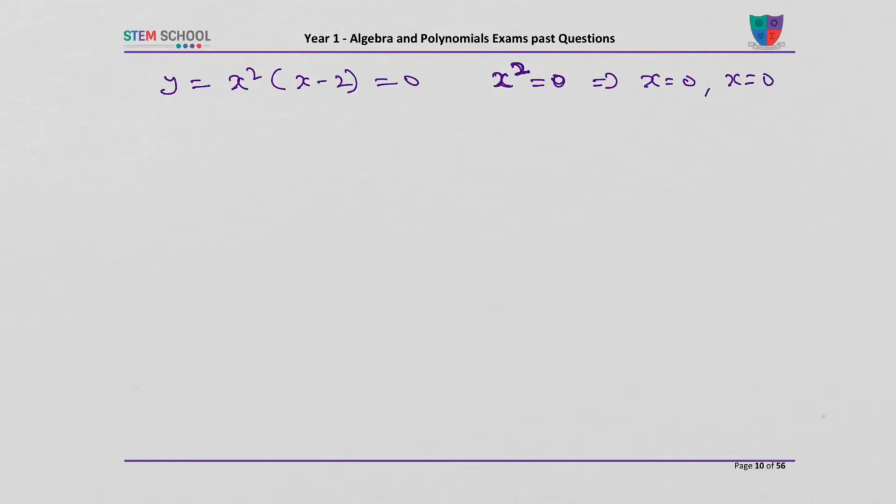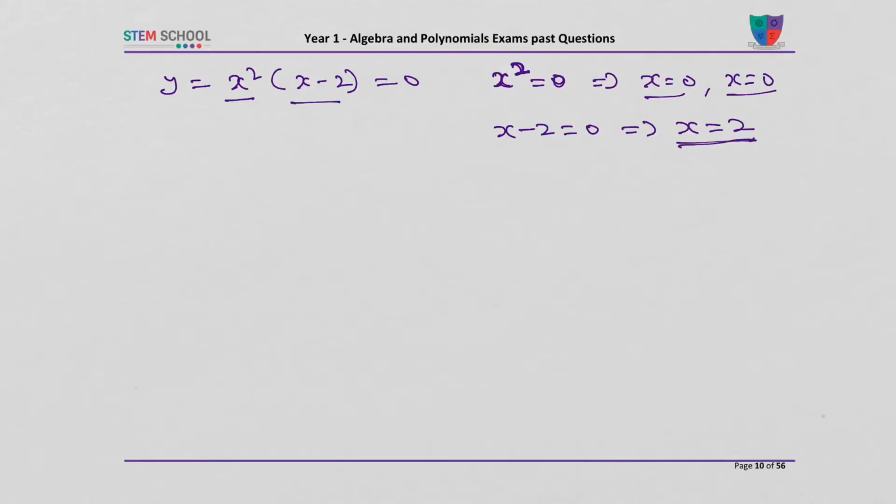The reason why it's equal to 0 twice is because the exponent is 2 here. Now, I'm going to set the other bracket to 0, so that'll be x minus 2 equal to 0, which implies x equals 2. So that's the other root. So the cubic has now got 3 roots, 1, 2, and 3.